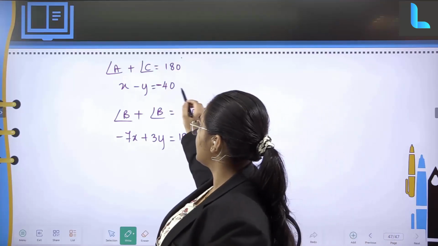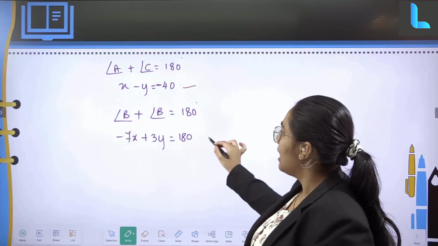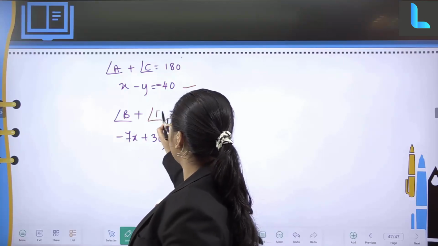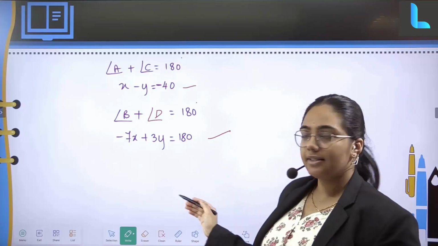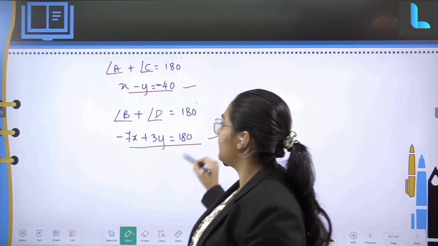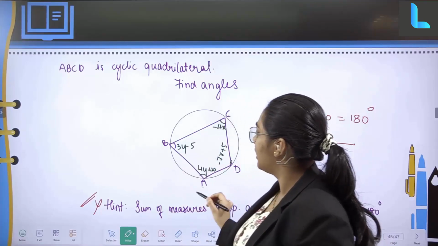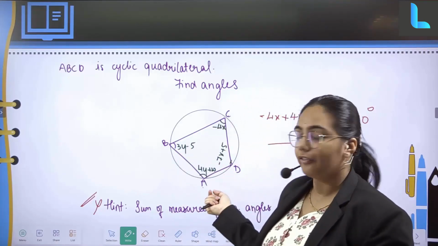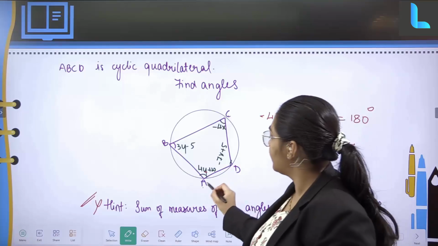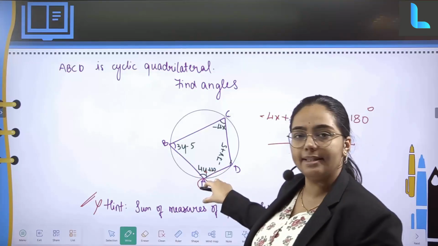So angle A plus angle C, when you solve for that, you will get x minus y is equal to minus 40. And similarly, if you solve for angle B plus angle D, you will get minus 7x plus 3y is equal to 180 degrees. So first solve these two equations, you will get the values of x and y. Once you get the values of x and y, just substitute over here. To find the value of angle A, it is going to be 4 into y. In the place of y, just substitute the value. So hence angle A is going to be 4 times y plus 20. That is going to be angle A.